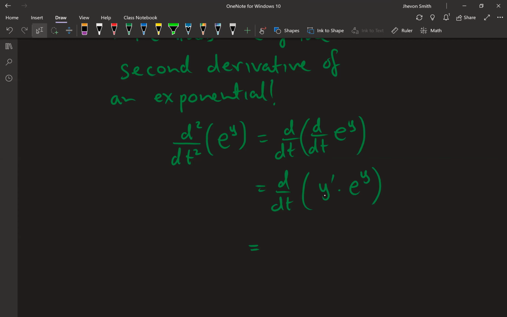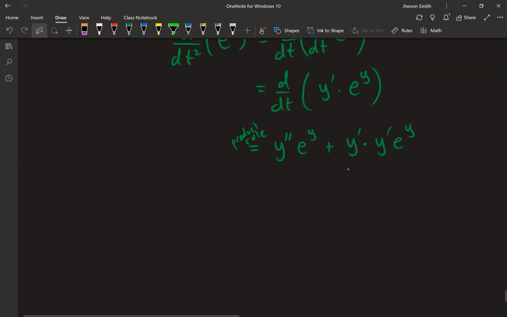And then to differentiate that, you're going to use the product rule. So you're going to differentiate the y prime, which gives you a y double prime, leave the e to the y, plus you leave the y prime, differentiate the e to the y. So that gives you y prime times that. So here I did the product rule. Notice what this is. This actually is a y double prime e to the y plus a y prime squared e to the y, which is y double prime plus y prime squared times e to the y.